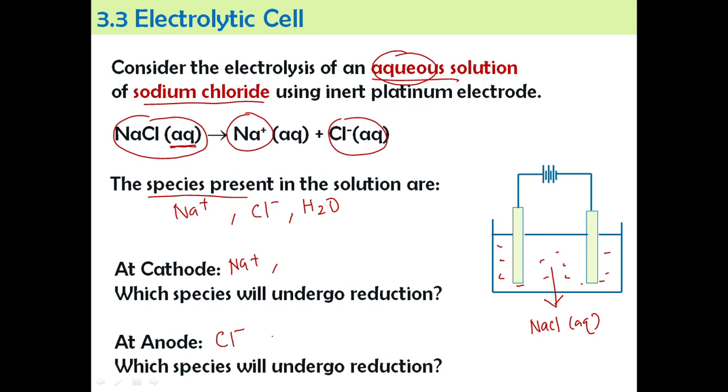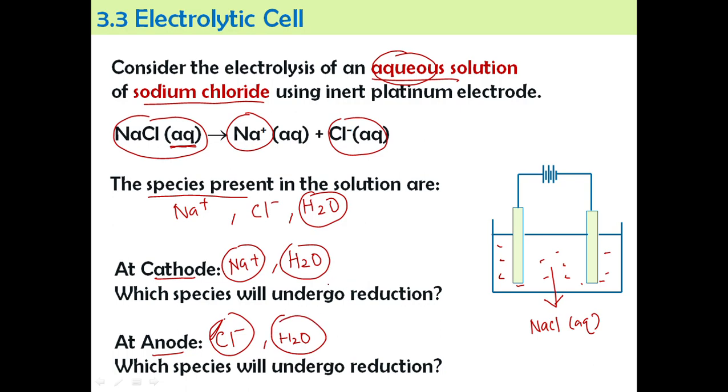Okay, tapi since H2O, reduction pun dia boleh, oxidation pun dia boleh juga. Jadi, dekat cathode pun H2O akan pergi, dekat anode pun sama. Jadinya sekarang dekat cathode awak ada 2 spesies. Dekat anode pun 2 spesies juga. Jadi macam mana nak pilih mana satu yang akan undergo reduction dekat cathode? Mana satu yang akan undergo oxidation dekat anode?